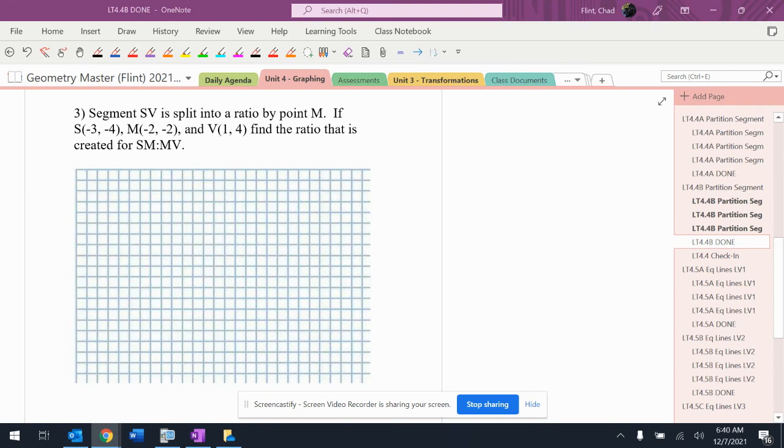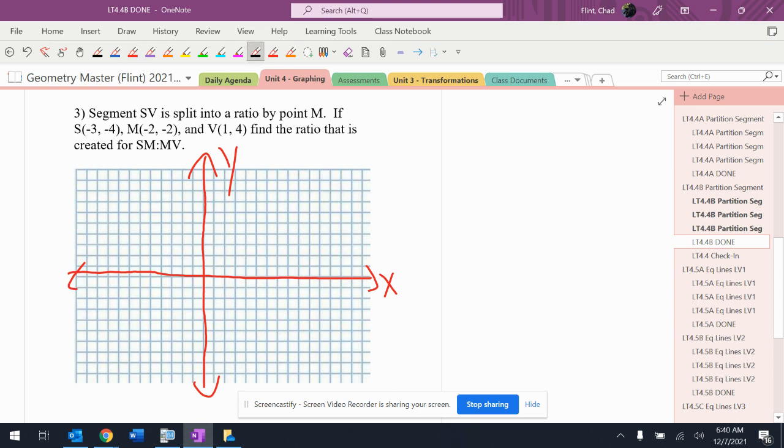Okay, so now here's our first example of a different problem. It says segment SV is split into ratio by point M, and then it gives me the 3 points. So right away, I should think that that's different because I normally only get two of the points, and I have to find the third point, and I have a ratio. This time I have 3 points with no ratio.